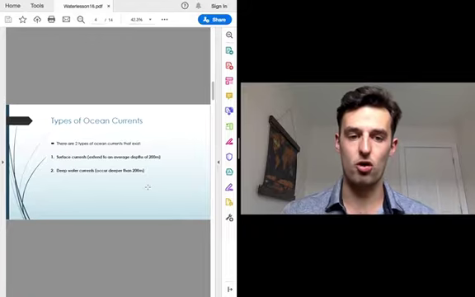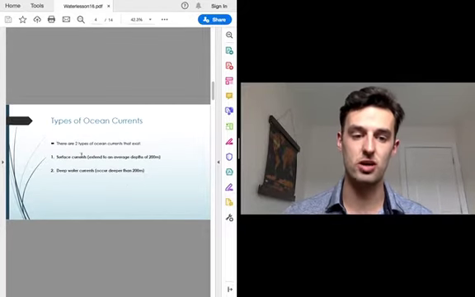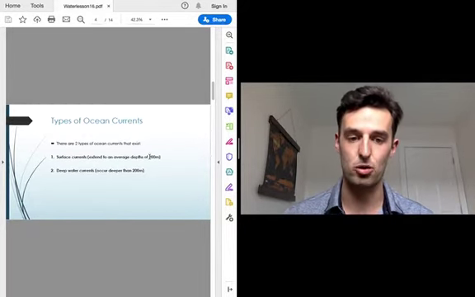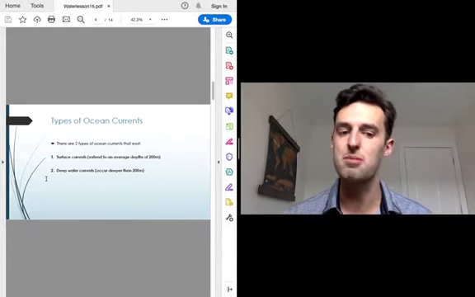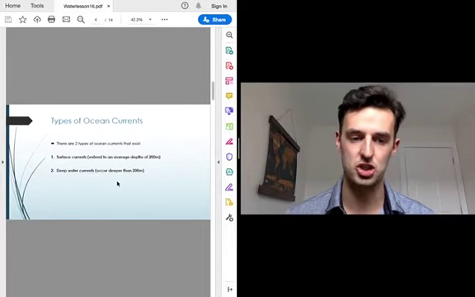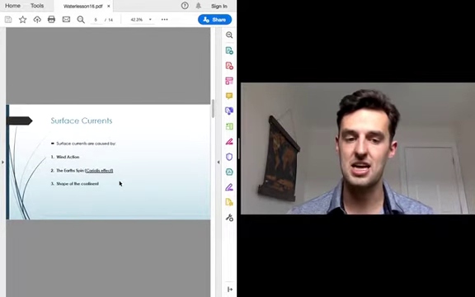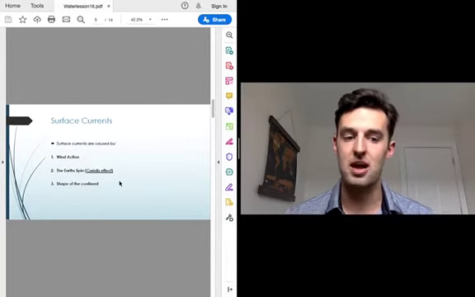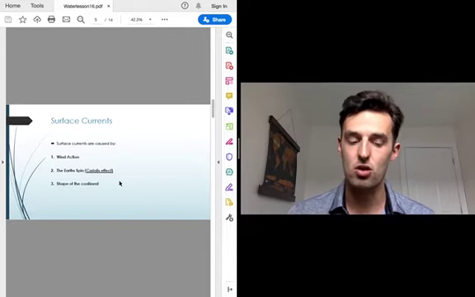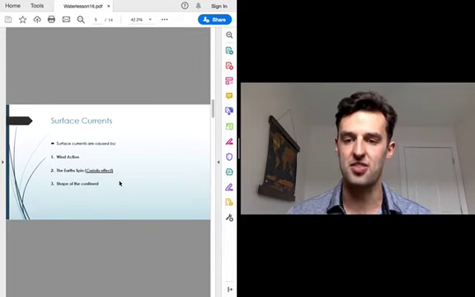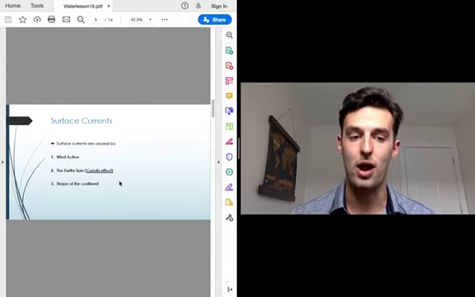There are two types of ocean currents that exist. There's surface currents, which extend to an average depth of about 200 meters. And then there's deep water currents, and they occur deeper than 200 meters. When we talk about surface currents, they can be caused by the wind, the spin of the Earth, as well as the shape of the continent that they are traveling by or around.